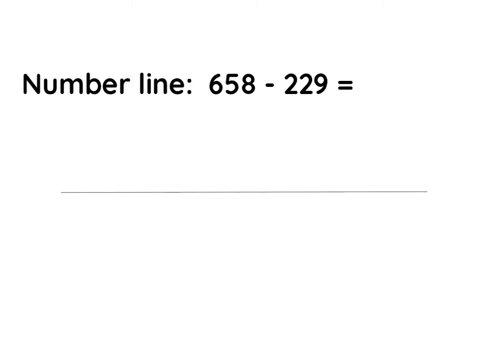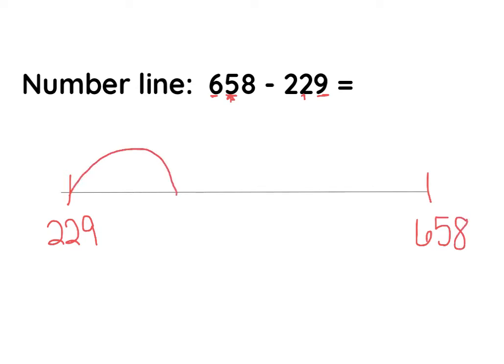658 minus 229. Notice we have a big digit and a big digit, but then we have a big digit in the ones. So we're going to have to think a little bit when we add our tens. 229, and we need to get to 658. That's because to add our partner, we have to add a lot. We had to add 71 to get to 300.